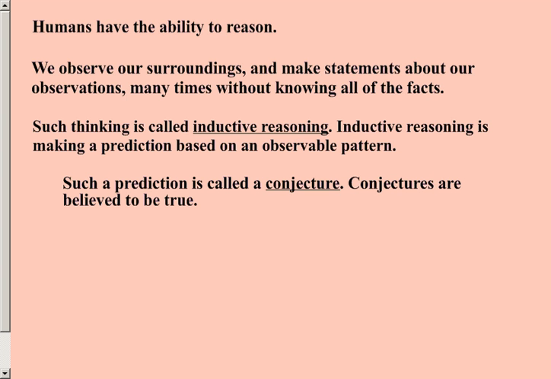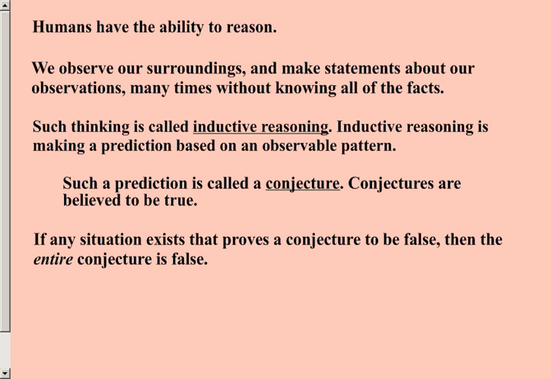Okay, if we're making a prediction based upon observable patterns, well, obviously we would not want to be making a false prediction based upon what we are seeing. Okay, so conjectures are believed to be true. Now, here is the thing: with our conjectures, if any situation exists that goes against a conjecture, that should make the entire conjecture false. Okay, and this should be it as a human.